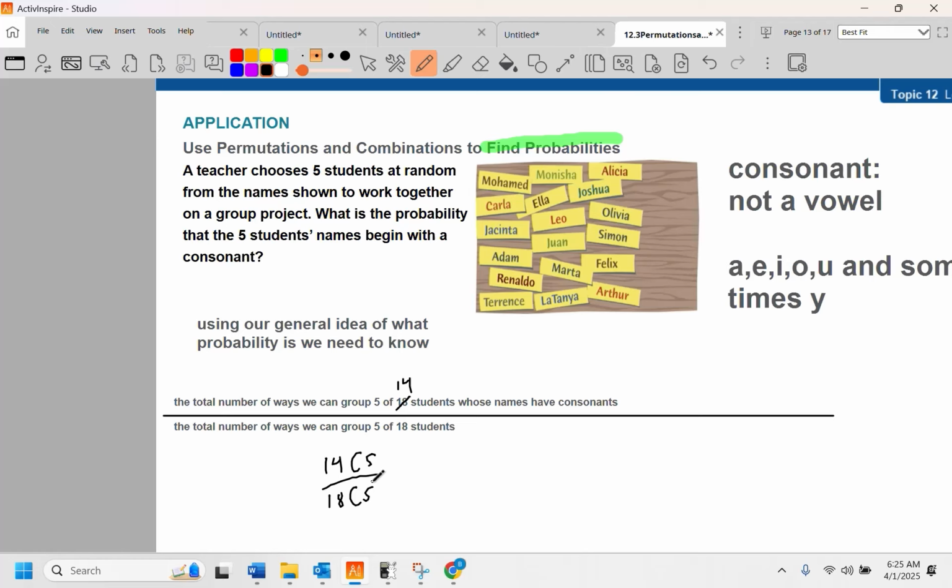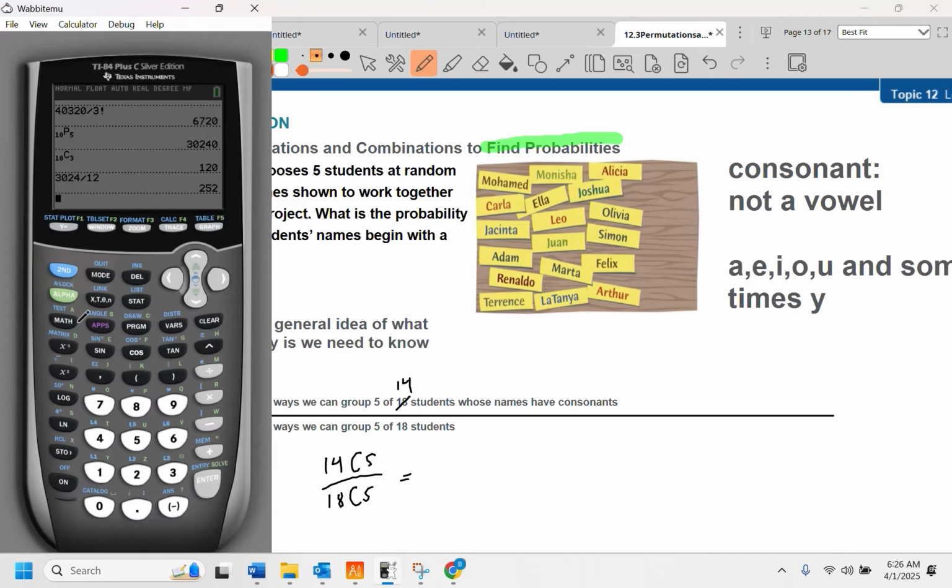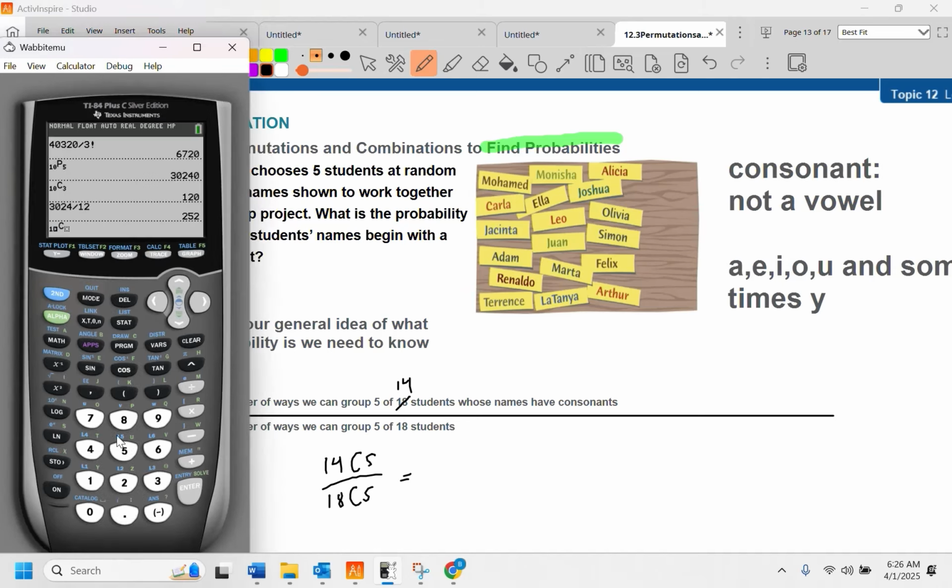And I told you, this is where it gets kind of tricky. We have to understand probability, and it's going to be rough on some kids. Now, I'm not going to spend my life writing this one out. So go to Math, Probability, nCr. We have a 14 choose 5 in the numerator. That's going to be 2002.